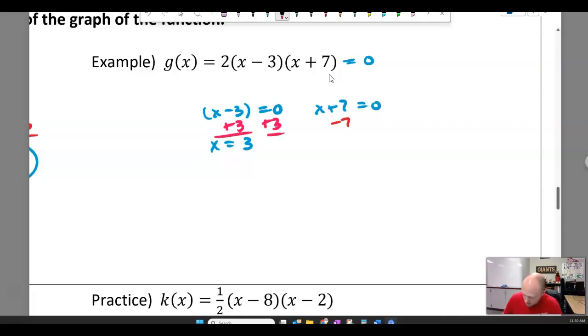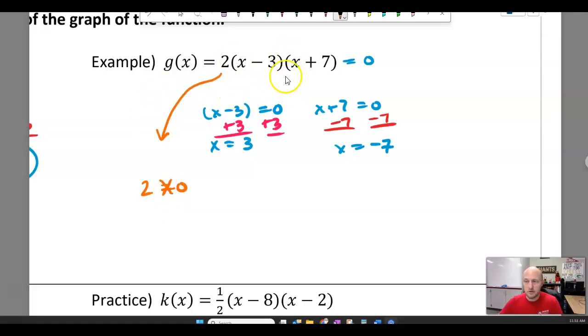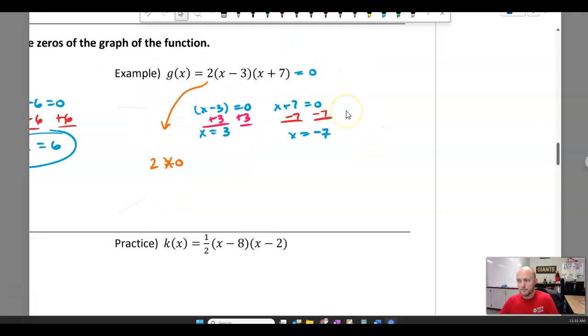Or, if I subtract 7 over here, x is negative 7. Okay? Now, before you jump all over me, what about the 2? What if I set 2 equal to 0? Is 2 ever equal to 0? No. This is a contradictory statement. 2 is never equal to 0, so we just ignore that 2. We don't do anything with it. We only care about the factors that have the x in it. Okay?